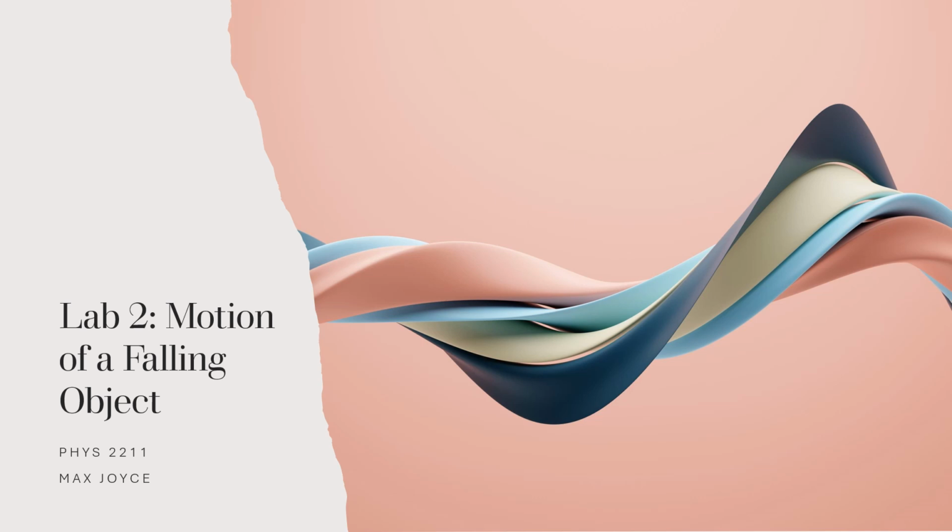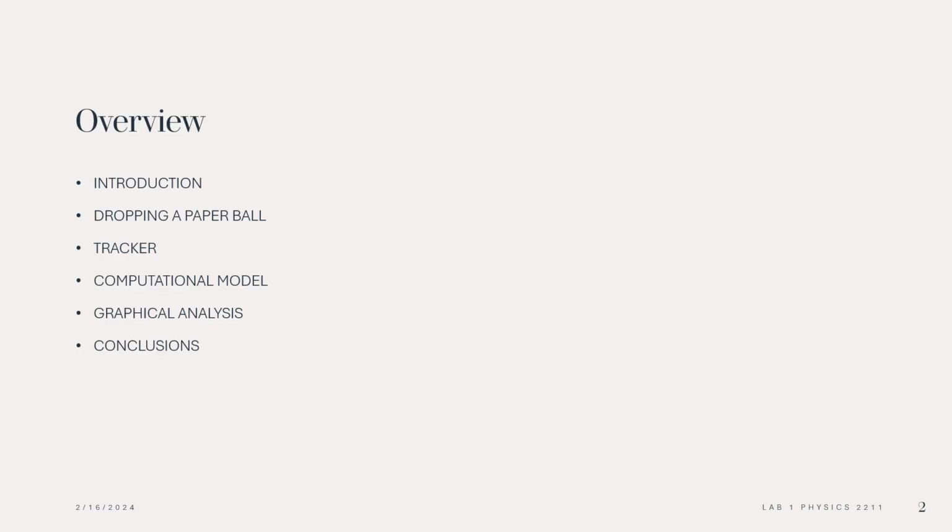We're here at Physics 2011 with Lab 2, Motion of a Falling Object. Going straight through an overview, we're going to talk about the introduction, dropping a paper ball, a tracker, a computational model, a little bit of graphical analysis, and we're going to finish it off with some conclusions.